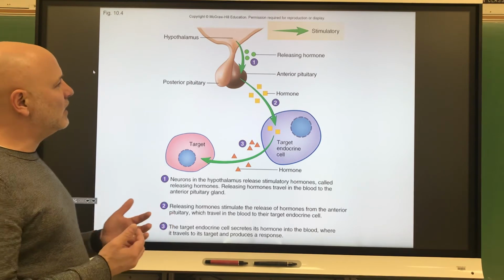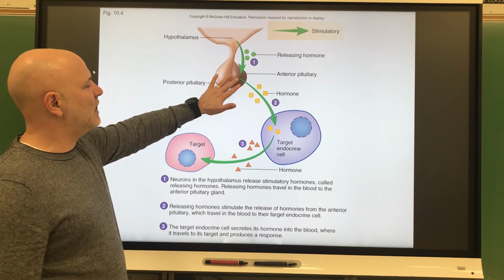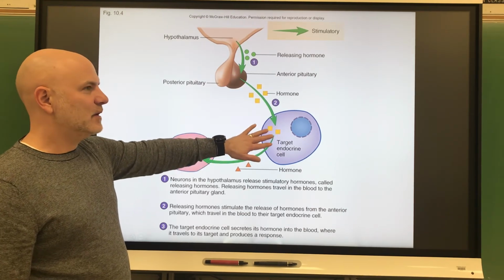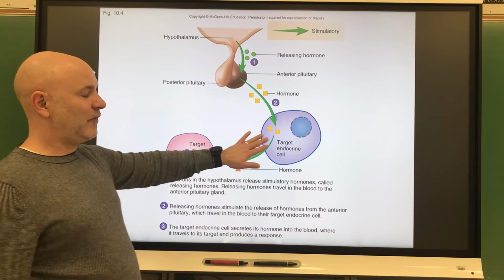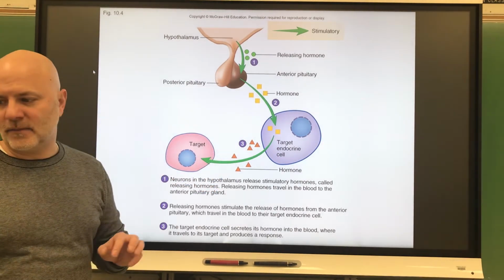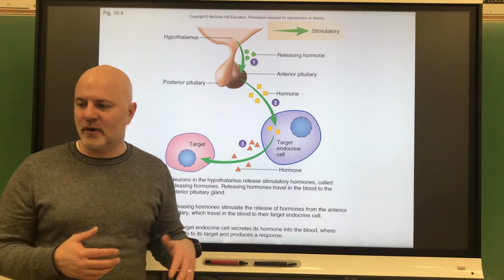So, the main way that this occurs is that our hypothalamus causes our anterior pituitary gland to release a hormone that causes some other peripheral endocrine gland to release hormones that act upon a target cell, all right? So this is actually the most common way in which we secrete hormones in our body.